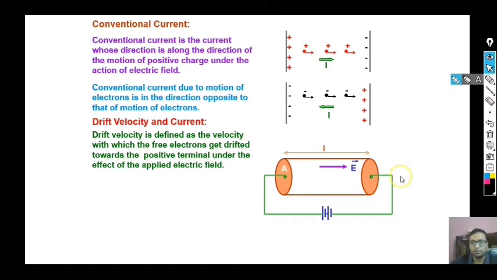Next, we have to understand that this is the negative terminal of the battery and this is the positive terminal of the battery, and here we have so much electric field. So electrons from this plate of the conductor will move opposite to the electric field and they will experience a force of QE from negative to positive. So see how electrons will move.